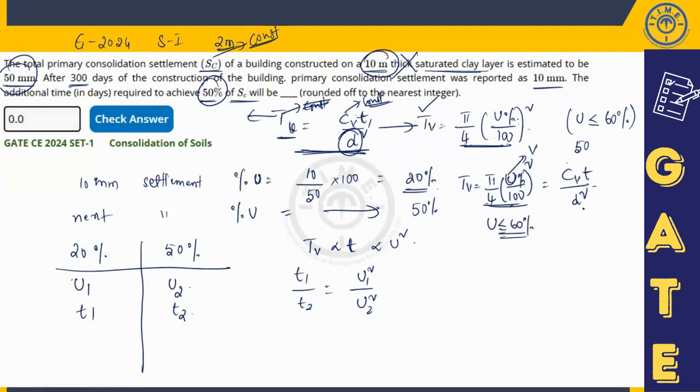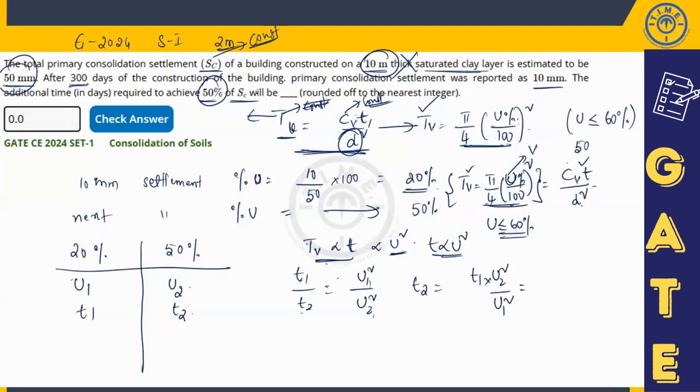And TV equal to CV T by D square. In this, CV is constant, D is constant. So the only relation we can take is TV proportional to T from this, and TV proportional to U square from these two equations. Therefore, T proportional to U square. That means T1 by T2 equal to U1 square by U2 square. From this I want T2, because T1 is the initial 300 days mentioned. T2 equals T1 into U2 square by U1 square.